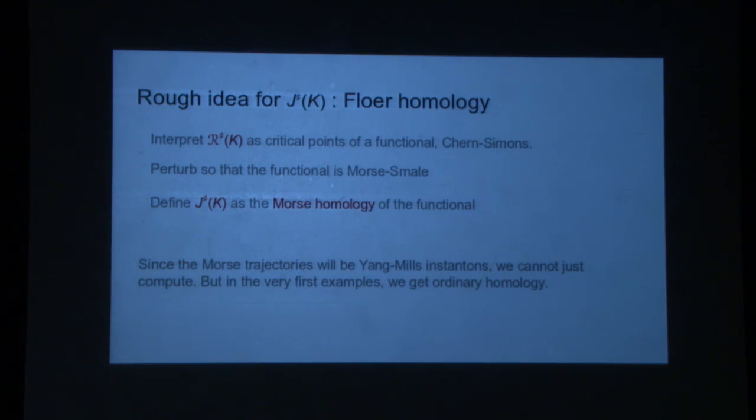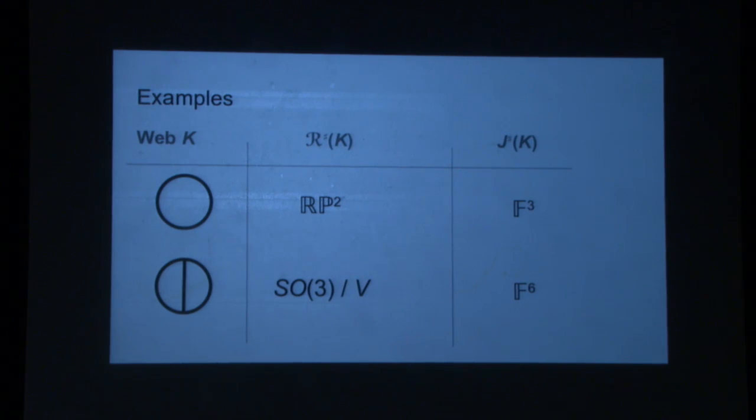In the very simplest examples, the representation variety is already a smooth manifold, and J sharp of K turns out, it doesn't have to be, but it does in the simplest cases, to just be the ordinary homology with Z mod 2 coefficients of that representation variety. So that's what happens in the examples you can see here.